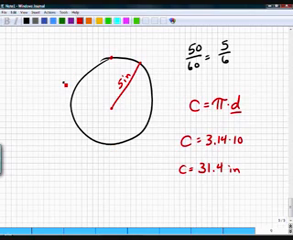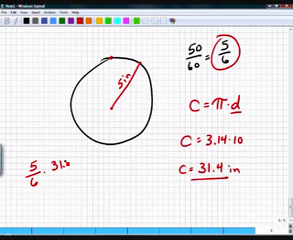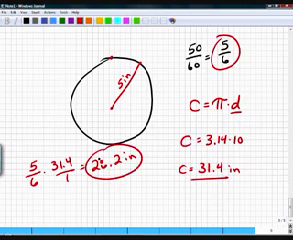Did your second hand go all the way around? It went 5/6 of the way. So all you have to do to find out how far it went is you take 5/6 of 31.4. Any questions? How do you take 5/6 of 31.4? What does of mean? 5/6 times 31.4. If you want to do it over 1, that's fine. 5 times 31.4 divided by 6. Anybody got that? Say again. 26 point, we'll call it 26.2 inches.